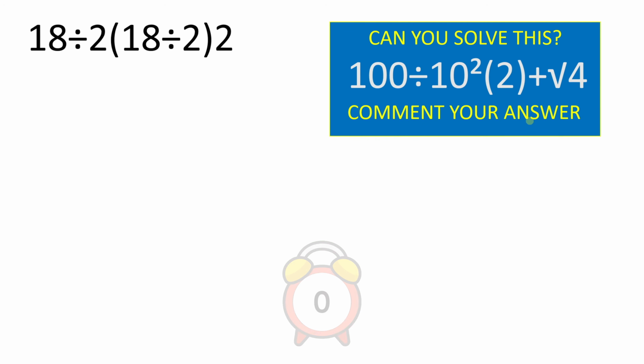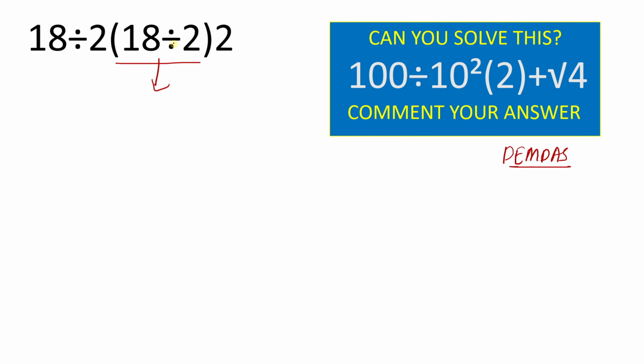Okay, your time's up. We will solve with order of operations. First preference will be this parenthesis part, which is 18 divided by 2, will give result 9 here. So we can simply write 18 divided by 2 times 9 times 2.